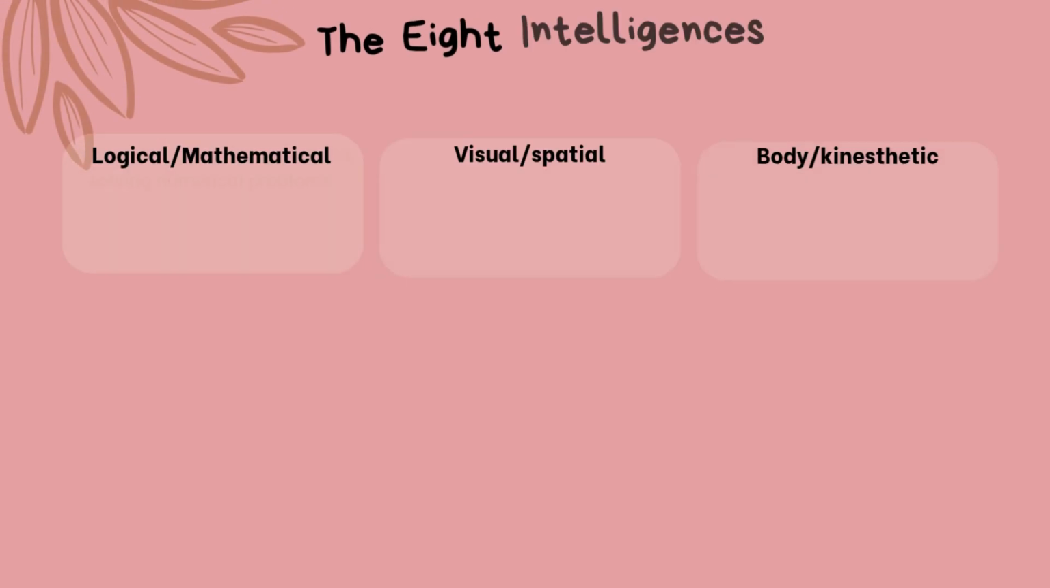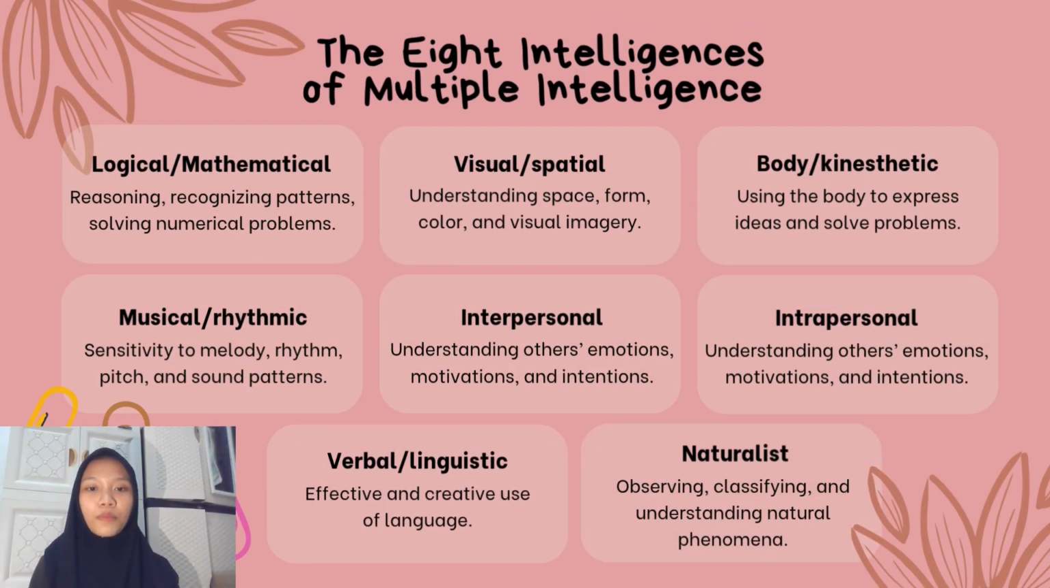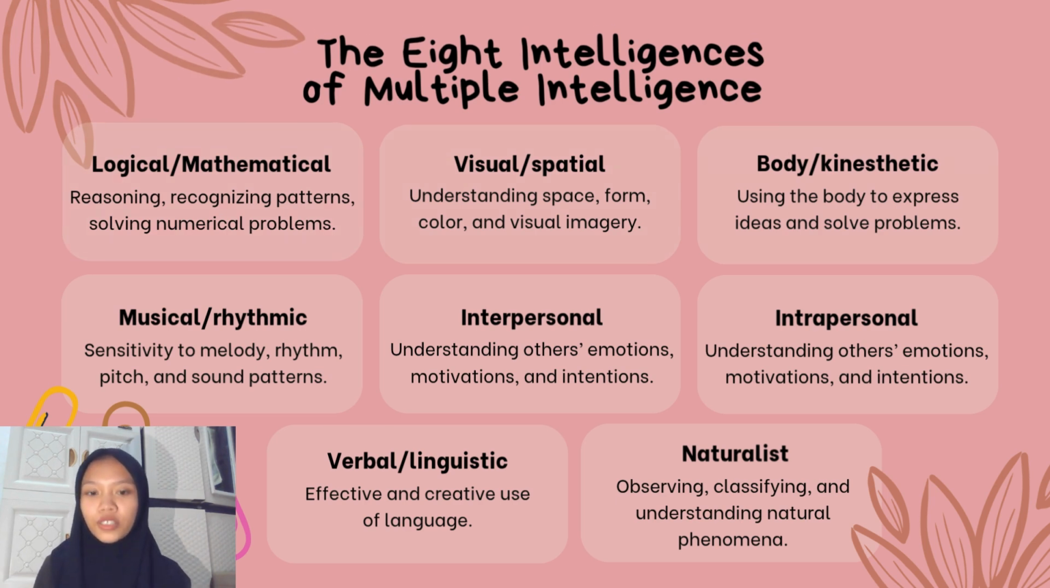Howard Gardner explains that people learn in different ways through eight intelligences. The first is logical or mathematical. Second is visual or spatial. And then body or kinesthetic. And then musical or rhythmic, interpersonal, intrapersonal, verbal or linguistic, and the last one is naturalist. Because each learner has unique strengths, teachers should provide varied activities to support them.